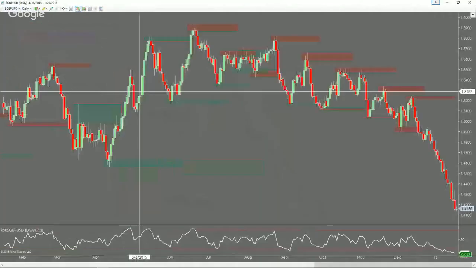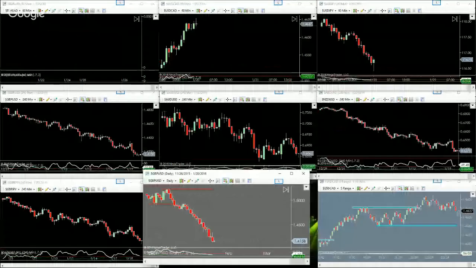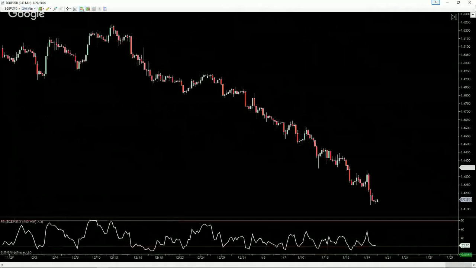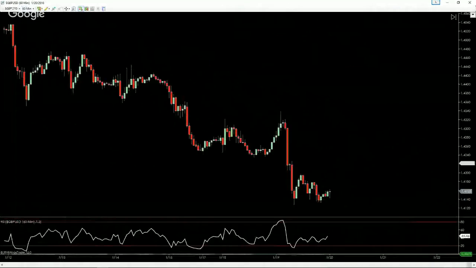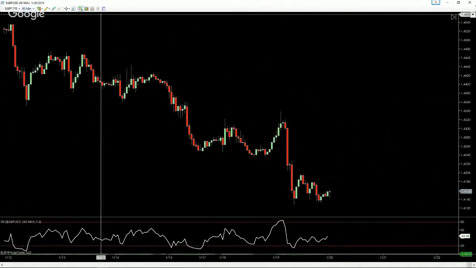Pound dollar, have that bearish 240. Nothing there. 60, nothing there.